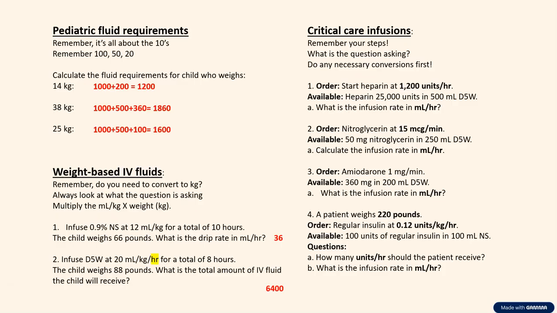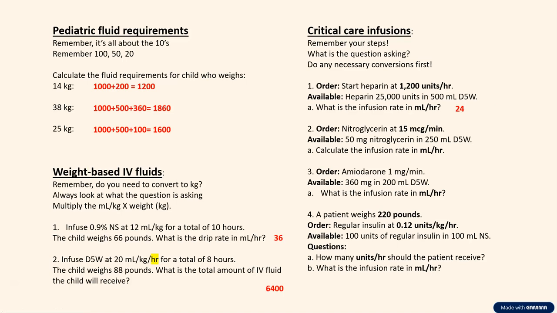The best way to do these problems is desired over half times quantity. I desire the client to have 1,200 units per hour. I have 25,000 units in 500 milliliters, and my drip rate is going to be 24 milliliters per hour. Number 2, nitroglycerin at 15 micrograms per minute.